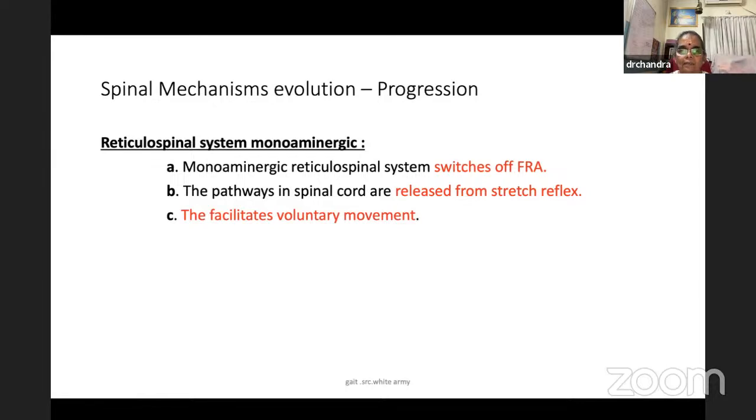So extension starts, and the pathways in the spinal cord are released from the stretch reflex. Initially, there are only reflex movements. There are no voluntary movements because cortical maturation has not taken place. But once the spinal stage progresses to the brainstem stage, the reflex movements are suppressed and the voluntary component is allowed, and this facilitates voluntary movement. So suppression of the short latency flexor reflex afferents by the monoaminergic reticulospinal system and the release of the spinal cord from the stretch reflexes facilitates voluntary movement.